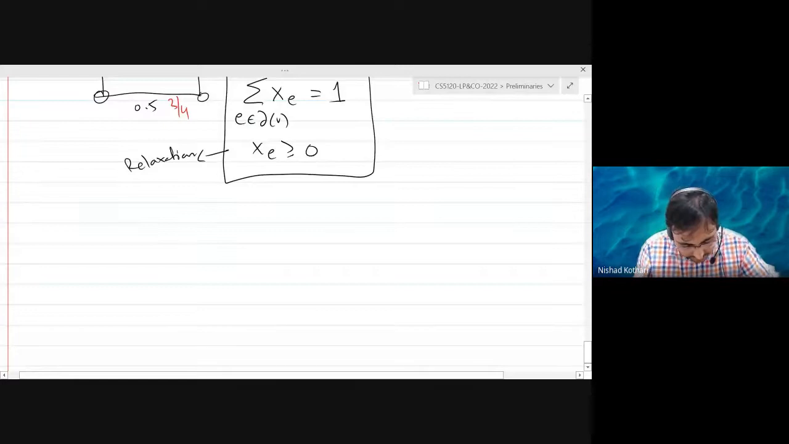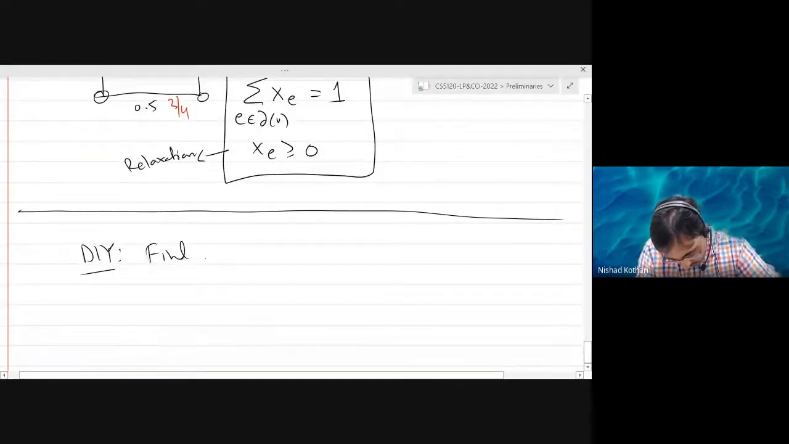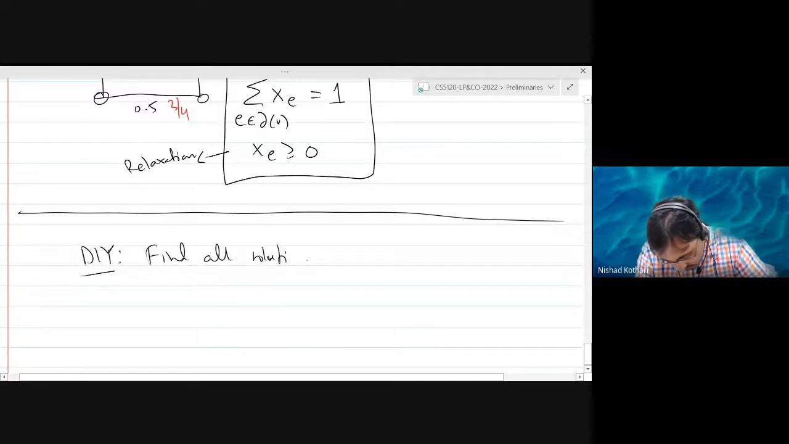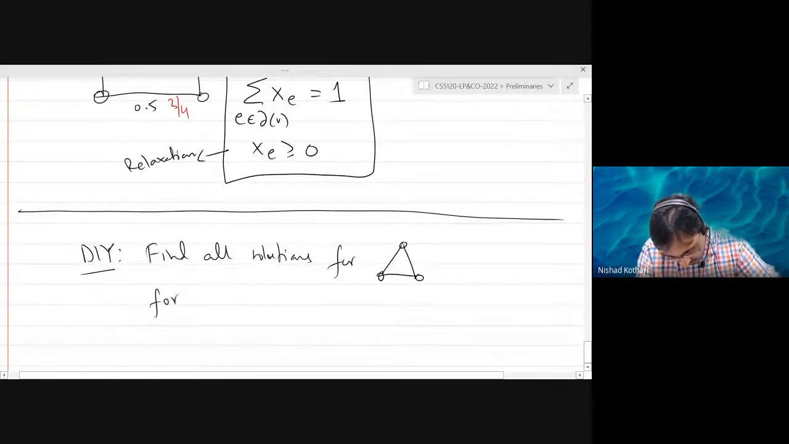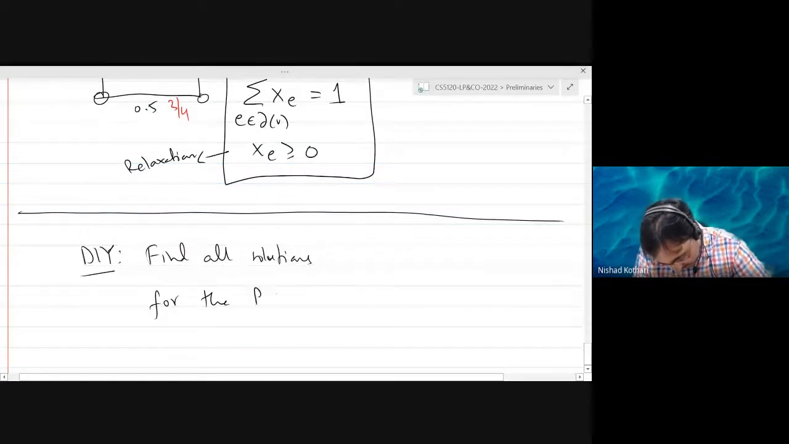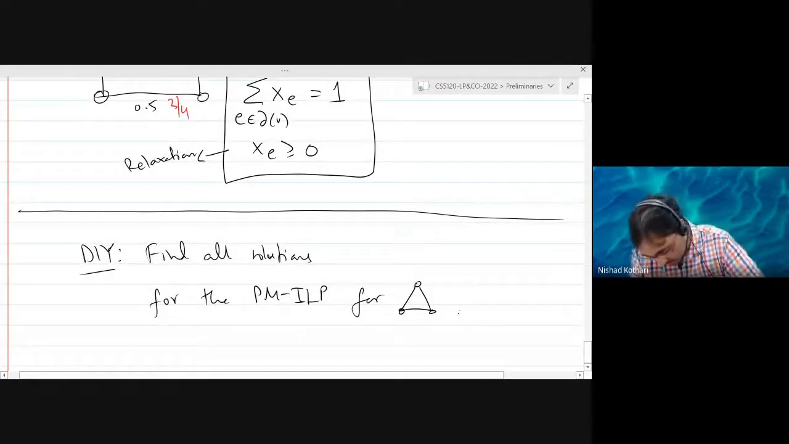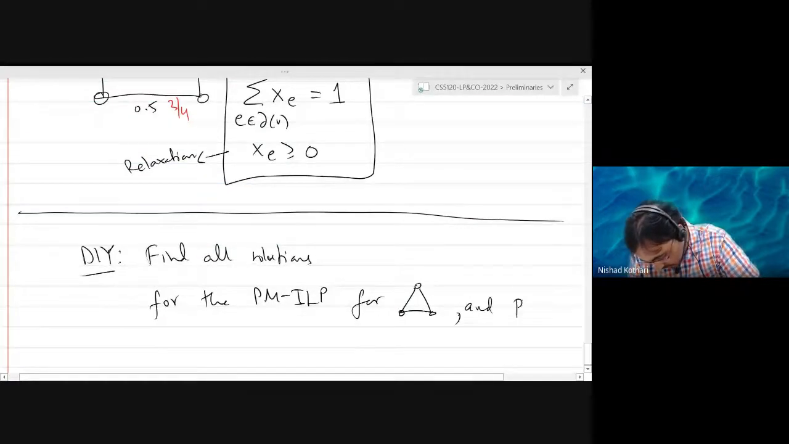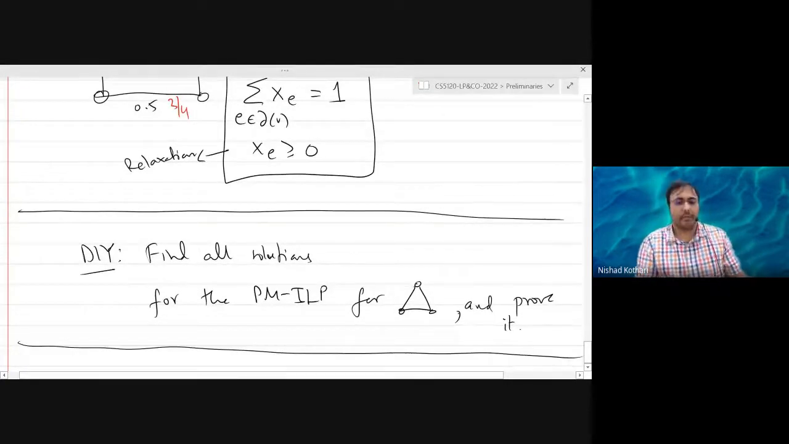How about this graph? Maybe I'll give this to you as a do-it-yourself problem. So find all solutions for this graph for the corresponding, maybe I'll write it differently, for the perfect matching ILP for this graph. Okay, and prove it. Okay, it's an easy problem. So try to do this one.